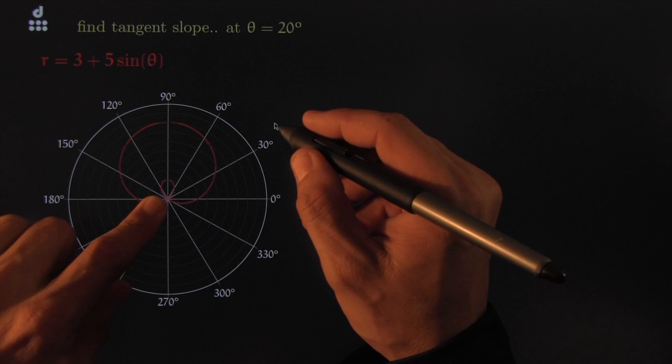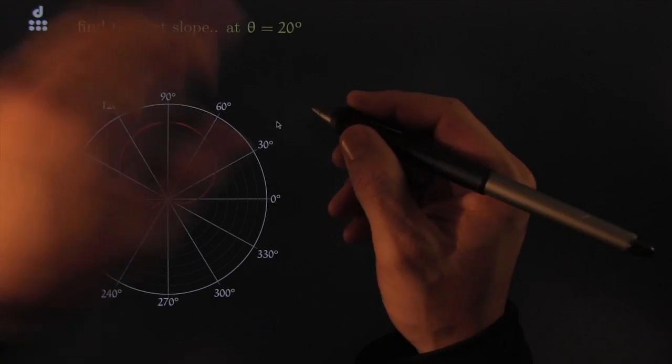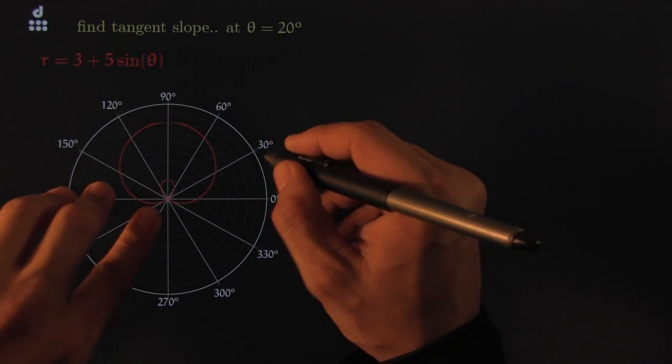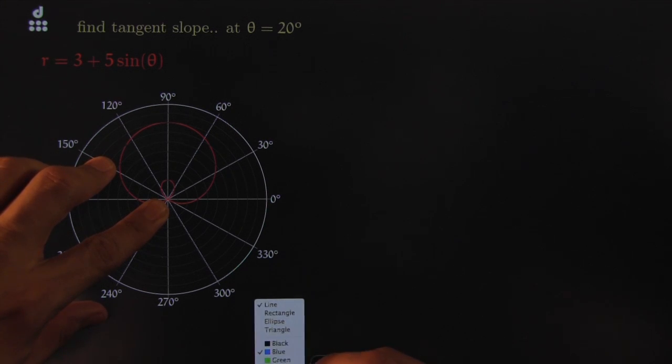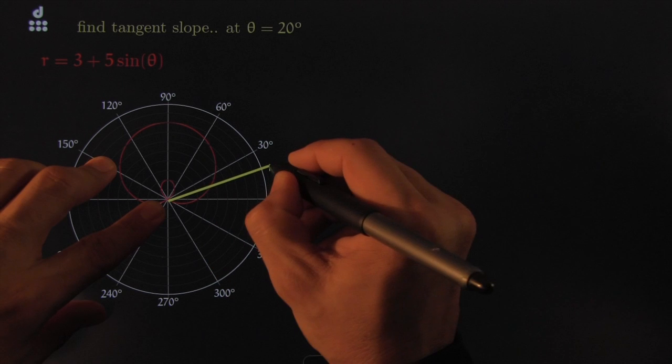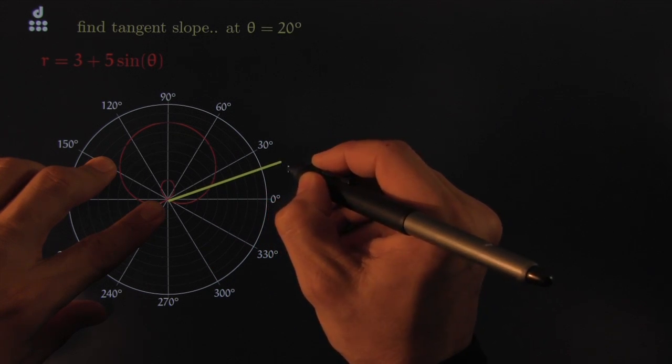A famous graph in polar coordinates, we pick some random angle, 20 degrees. That means we're looking at around the 20 degree mark. So let's make a little note of it. 20 degrees is right around this way. That would be 20 degrees.